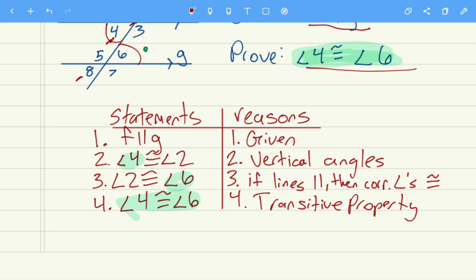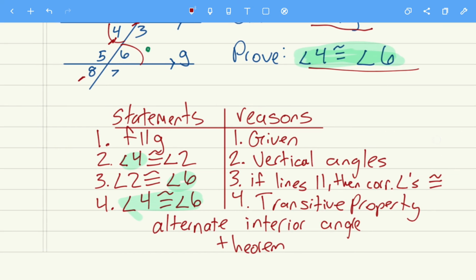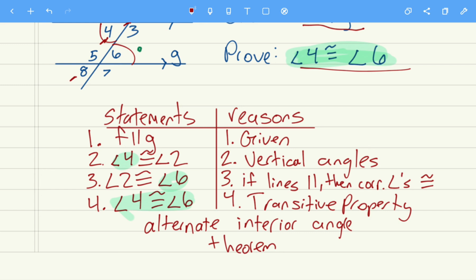And we actually just proved the alternate interior angle theorem. So that's our start in proving theorems.